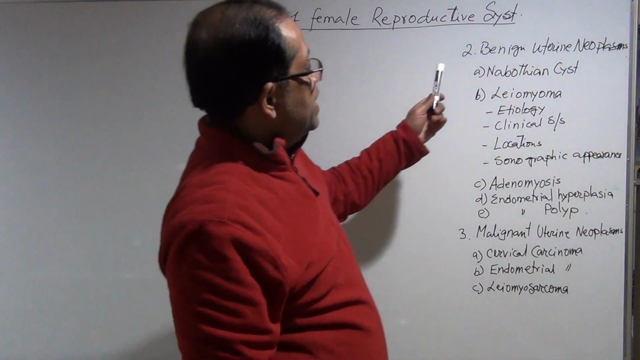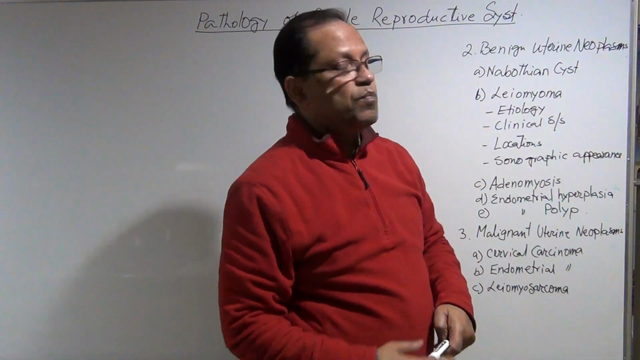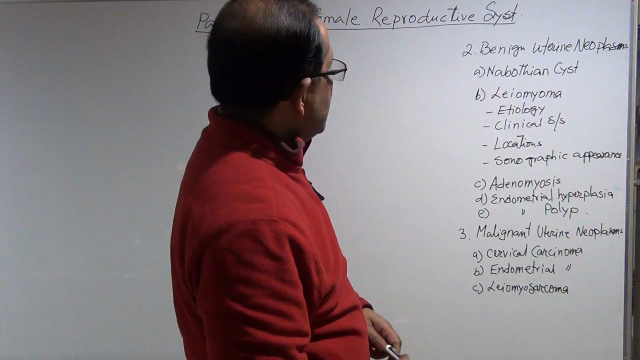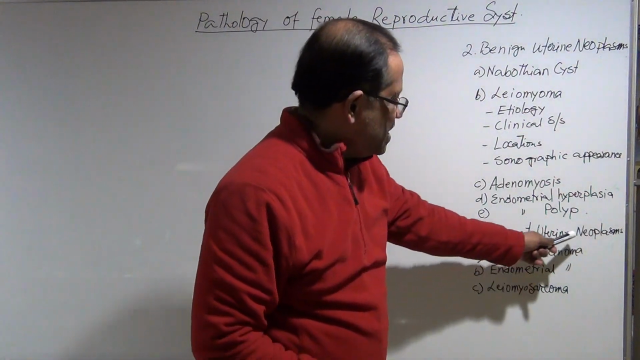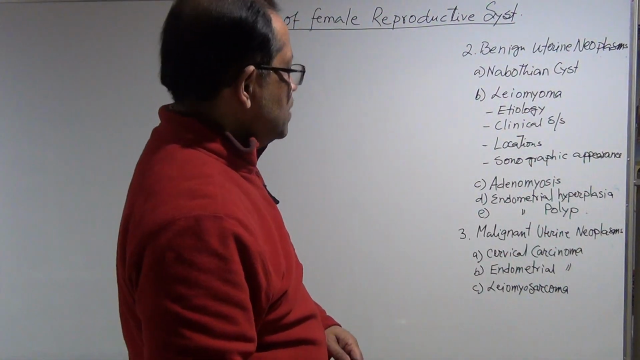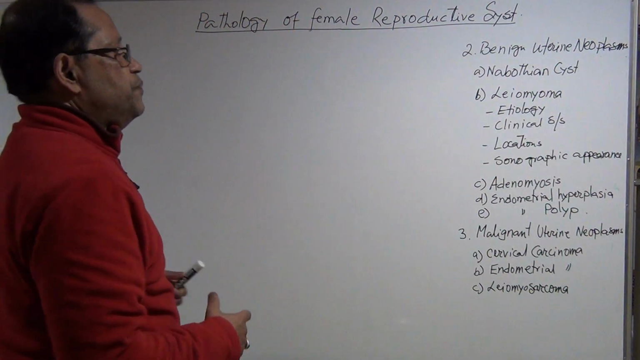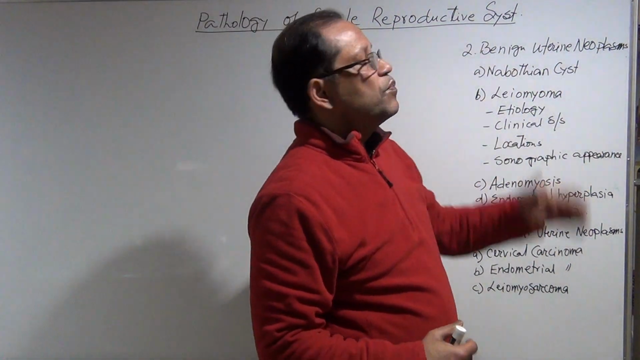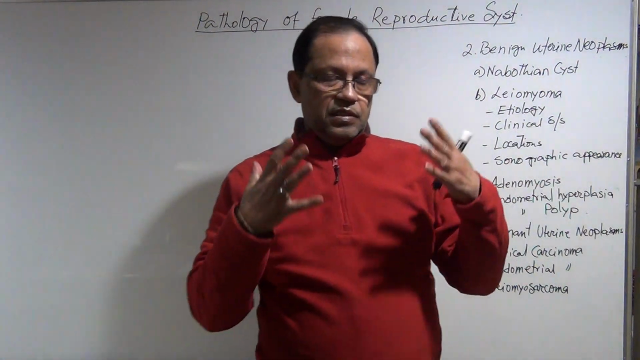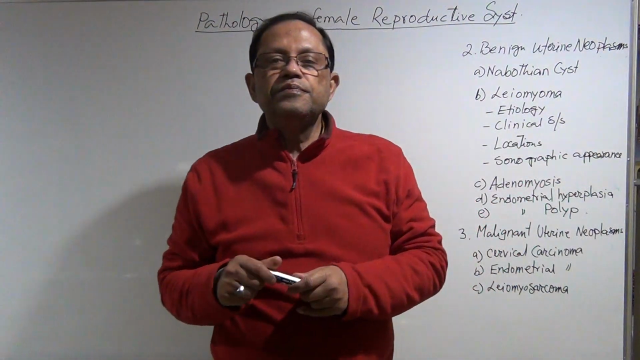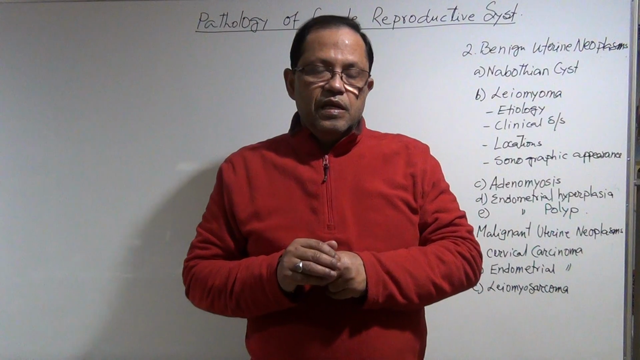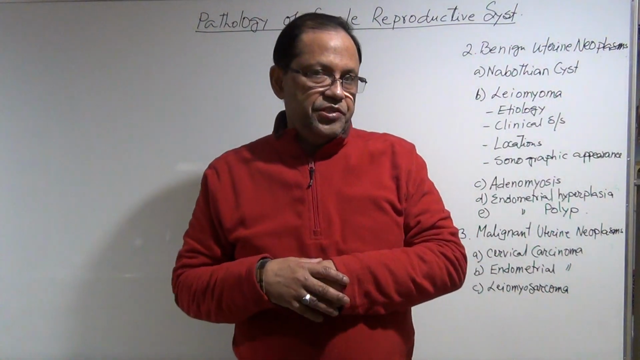So from the benign uterine neoplasm, and there is a malignant uterine neoplasm. So let me start from the benign first. So this is neoplasm, the solid tumor, and is a cancer in nature.